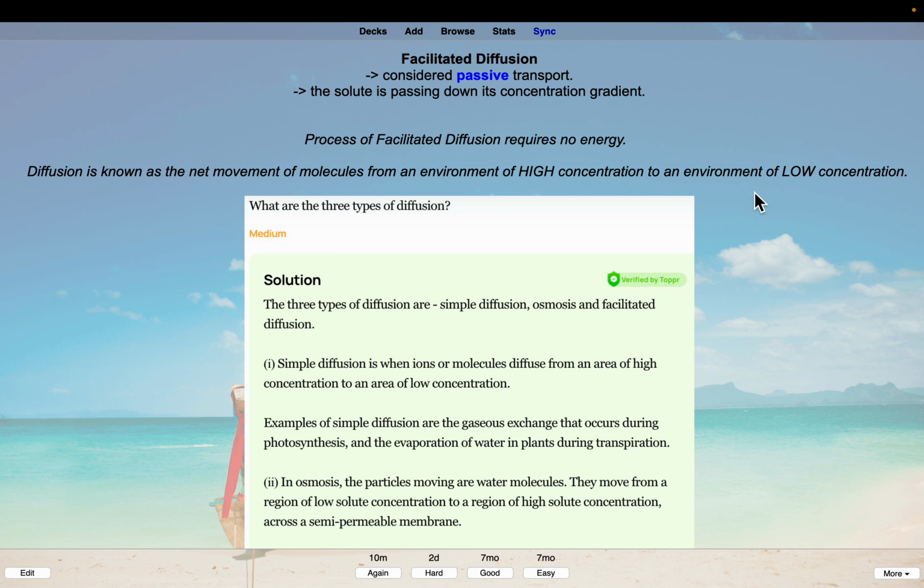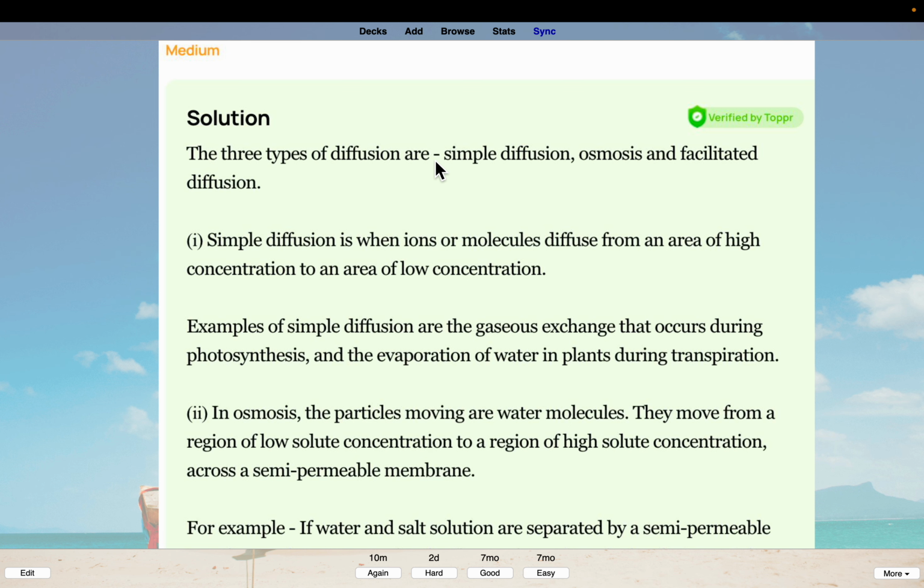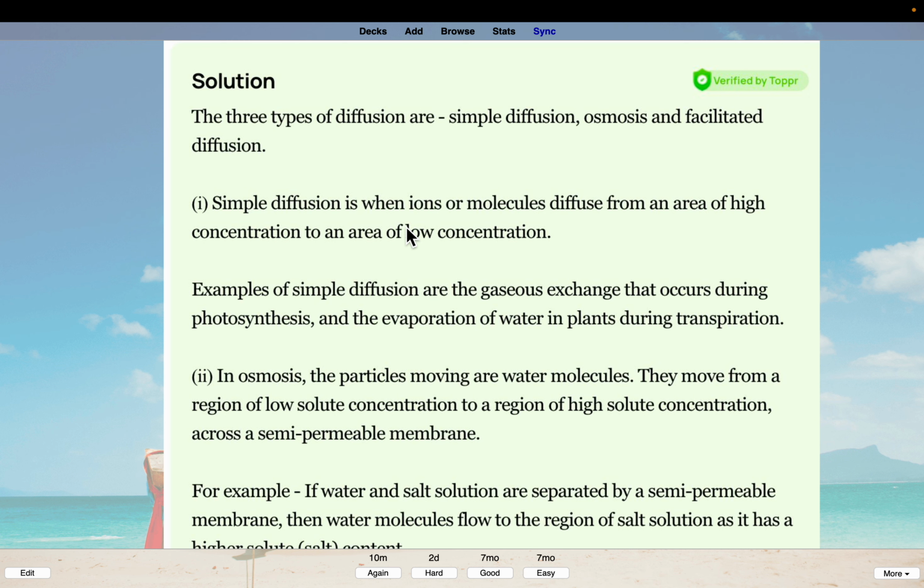According to someone, we have three types: simple, osmosis, and facilitated. For simple diffusion, movement is from high to low concentration, for example transpiration in plants and gaseous exchange during photosynthesis. For osmosis, the second type, the particles moving are water molecules. They move from a region of low solute concentration to a region of high solute concentration across a semi-permeable membrane.